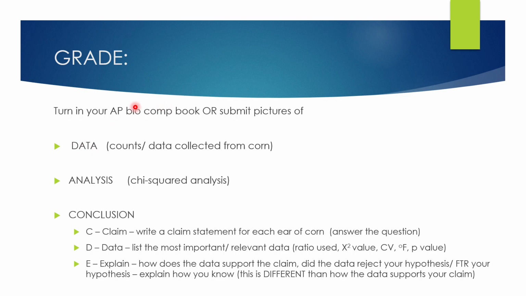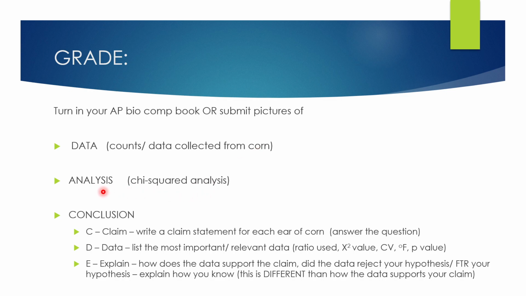All right, so when you submit your Comp book or when you submit the pictures, I'm looking for these 3 things. I'm looking for data. I want to see what was your counts, what was the data collected from the corn. It should be organized, nice and neat. A data table so that I can see what's going on. Do not just have numbers squirreled in there somewhere.